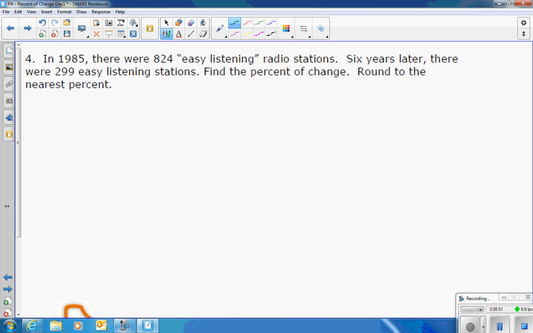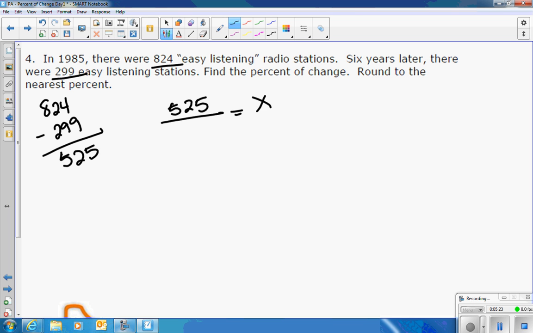In 1985, there were 824 easy listening radio stations. Six years later, there were 299. We're going to find the percent of change. So first, we're going to find the amount that it changed, which is going to give us 525. 525 is what percent of the original 824?